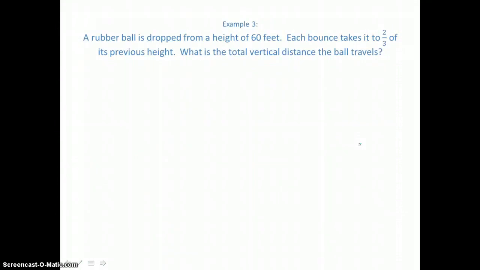In example 3, a rubber ball is dropped from a height of 60 feet. Each bounce takes it to 2/3 of its previous height. What is the total vertical distance the ball travels? So let's draw a picture of this ball that's dropping and then rebounding 2/3 of its previous height.